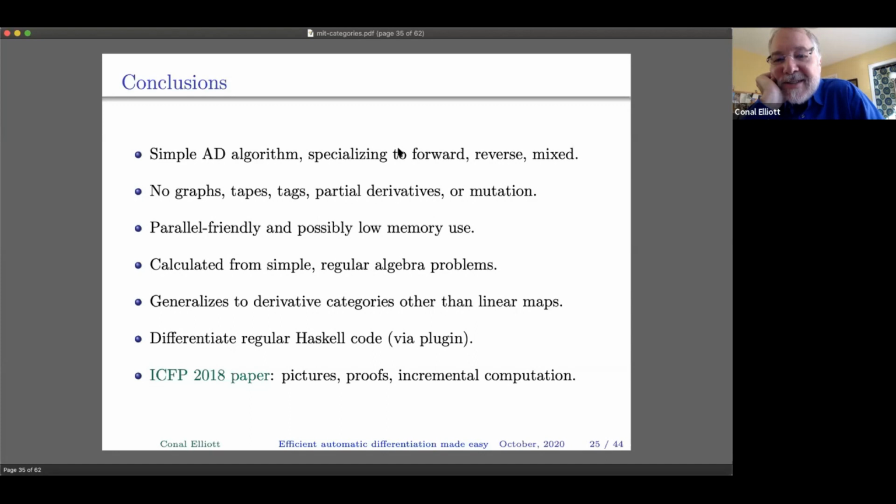which is that I use very little about linear maps and very little about differentiation. I use these three properties of differentiation: the chain rule, the fork rule, and the linear rule. And I use the fact that linear maps form a biproduct category. So I think that this development I showed you works in that setting: any biproduct category and any mathematical operation that has these fork, chain, and linear rules.